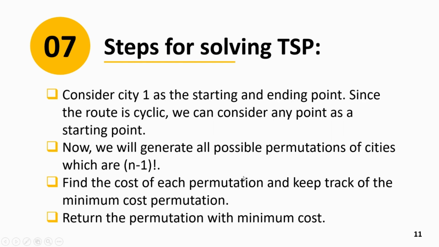Let us see the steps for solving the traveling salesman problem. Initially, we assume city 1 as the starting and ending point. Now we'll have (n-1) factorial possible combinations, and we'll keep track of each route's distance, and at last we'll return the route with the minimum distance.